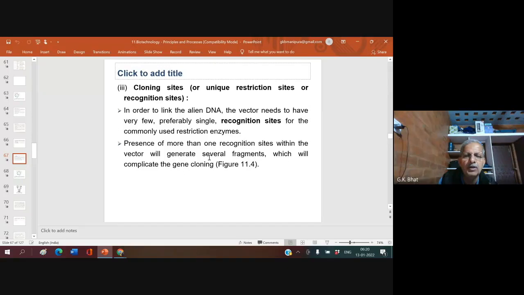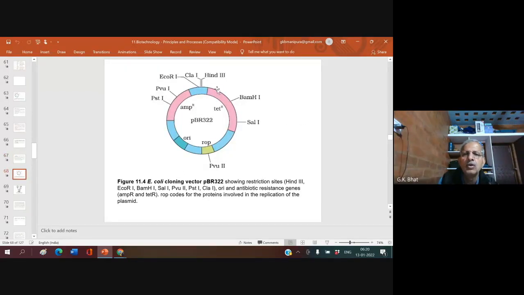And in this BamHI site, you can find a gene which has resistance to tetracycline. You can find the gene here where you have PvuI and PstI. What are PvuI and PstI? These are restriction sites, with the recognition sequences for the restriction enzymes. Right? Understood? Are you following me?